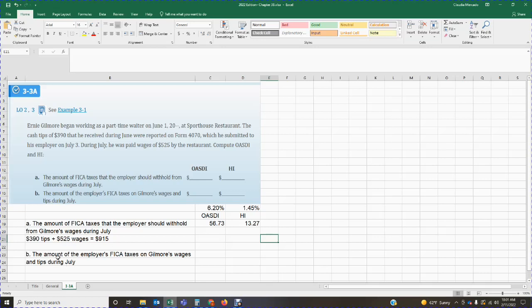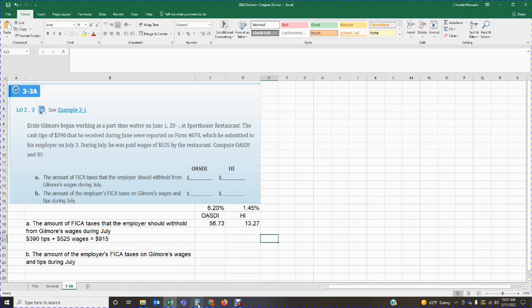Now, letter B says, what is the amount of the employer's FICA taxes on Gilmore's wages and tips during July? So remember, the employee pays or is withheld 6.2% for OASDI and 1.45% for HI. The employer matches that. The only difference is that we get the calculation based on the total taxable earnings. So in this particular case, it doesn't really matter because we only have one employee. If we had multiple employees, then there might be a slight difference between the HI calculation for the employer and the employees. But in this case, it's just one.